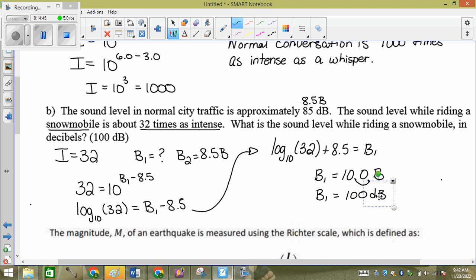Then we would write a sentence. What is the sound level when riding a snowmobile? The sound level... moving on.